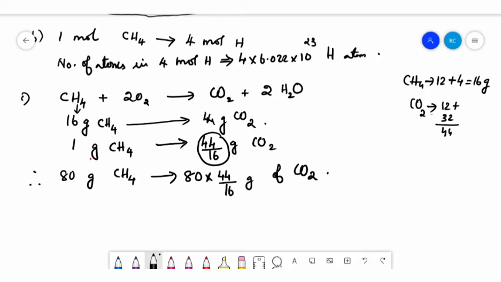Okay, how do we solve this problem? How did we solve this problem? 16 gram methane produces 44 gram CO2. So therefore 1 gram methane produces 44 by 16 gram of CO2. So therefore 80 gram of CH4 will produce 80 into 44 by 16 gram of CO2. Okay, when you cut with the 4, this will become 11, then this is 4. Then 4 into 80 you will get 20. So 11 into 20, which means that it is 220 gram of CO2. So 80 gram of CH4 will produce 220 gram of CO2.